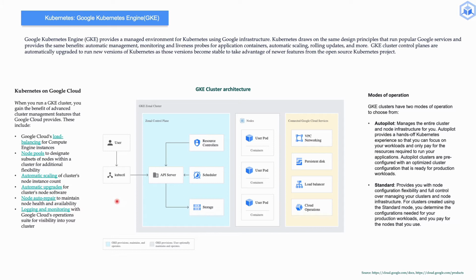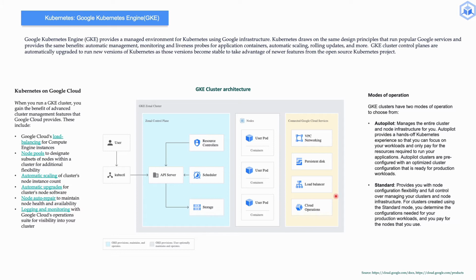Now, what Kubernetes on Google Cloud provides you is some of these benefits. The Google Cloud's load balancing for Compute Engine instances, node pool to designate subset of nodes within a cluster for additional flexibility, automatic scaling of cluster's node instance count, automatic upgrades for cluster's node software, node auto repair to maintain node health and availability, logging and monitoring with Google Cloud's Operations Suite for visibility into your cluster.